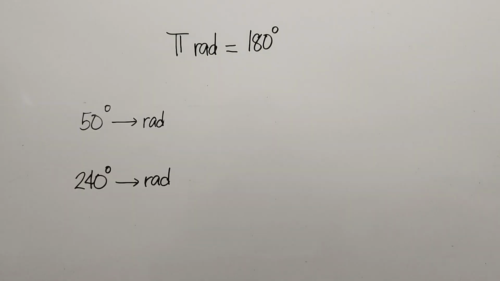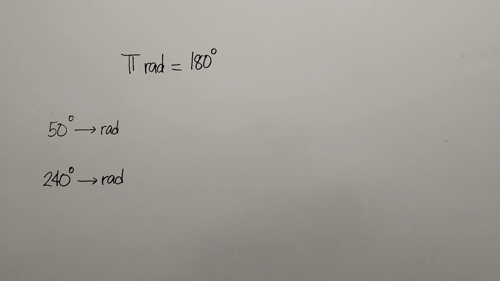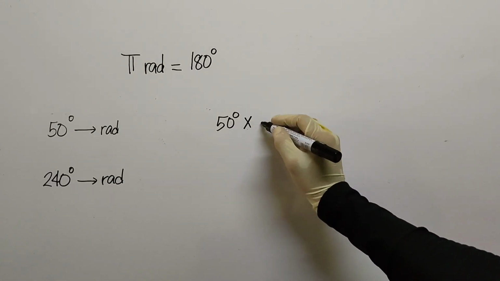Let us now proceed to the conversion from degrees to radian measure and vice versa. Kindly remember this equivalent: pi radians is equal to 180 degrees. So let us now convert degrees to radian measure, 50 degrees and 240 degrees. And we will be using the equivalence pi rad equals 180 degrees. So just copy the given degree. We will multiply the equivalence.